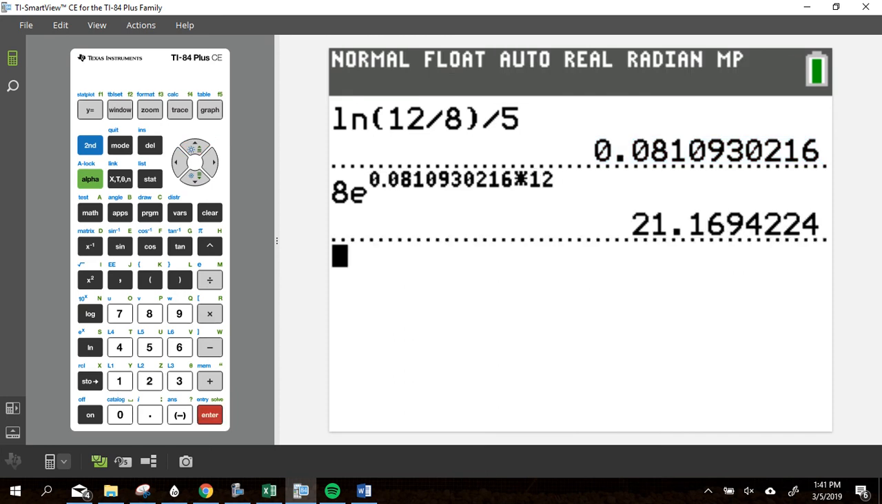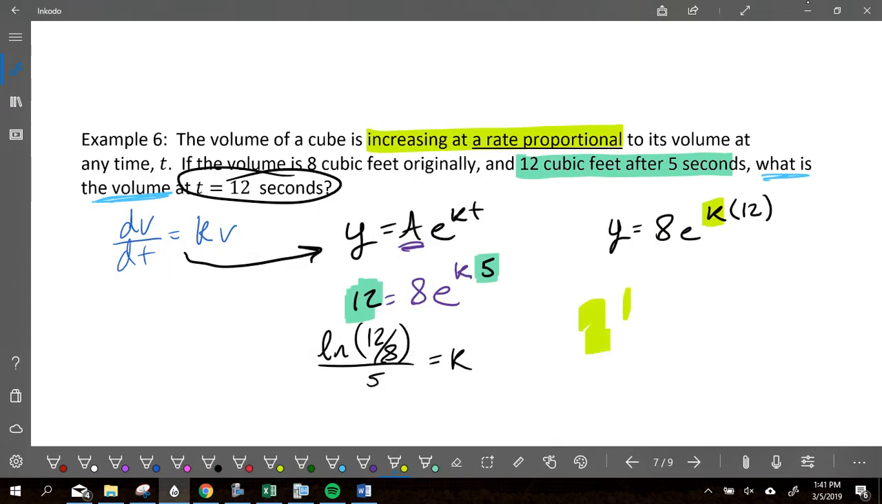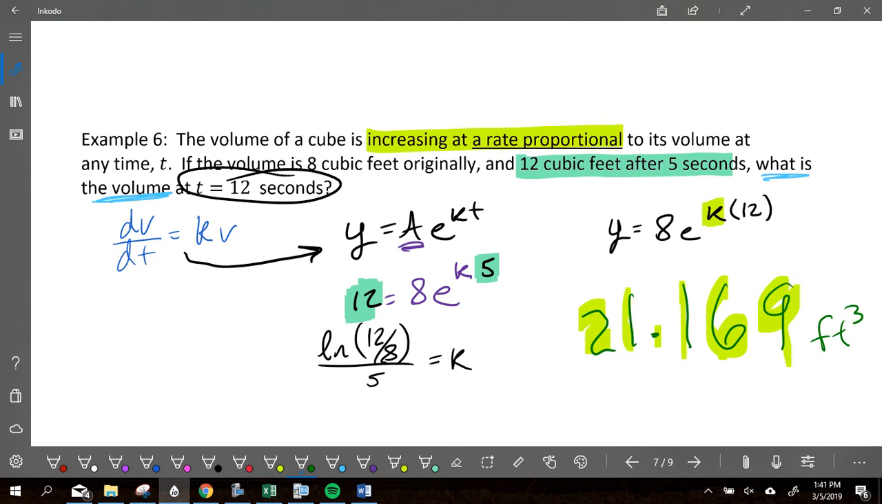I hit enter, 21.169. And that's cubic feet. So feet cubed. That is my final answer here. Which makes sense. It's bigger than what I started with, and it was directly proportional to it.